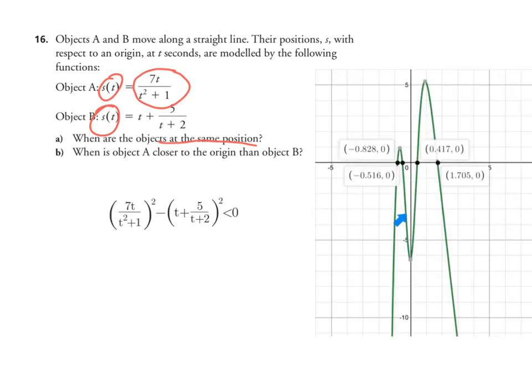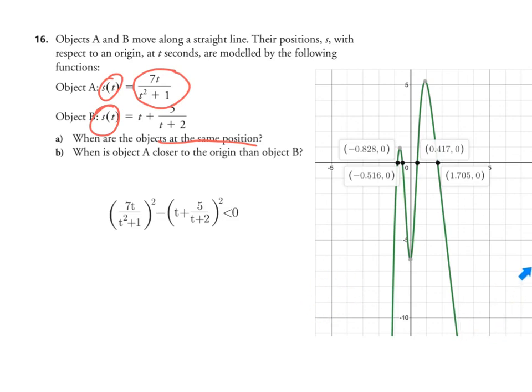All right, so from here on the screen, you can see that this one will be closer to the origin anytime t is less than negative 0.828, or between negative 0.516 and positive 0.417, or greater than 1.705. Here, it's actually going to be farther from the origin, and here, it's going to be closer to the origin. Now, I don't like to the right and to the left.